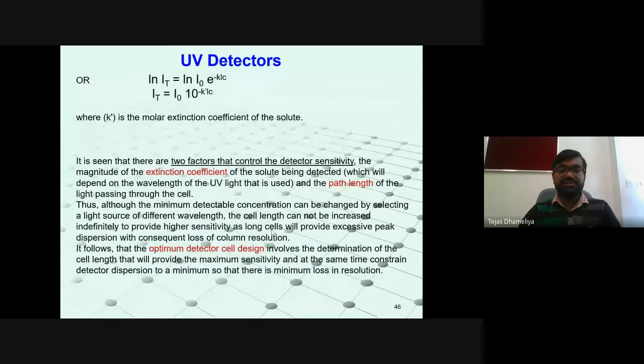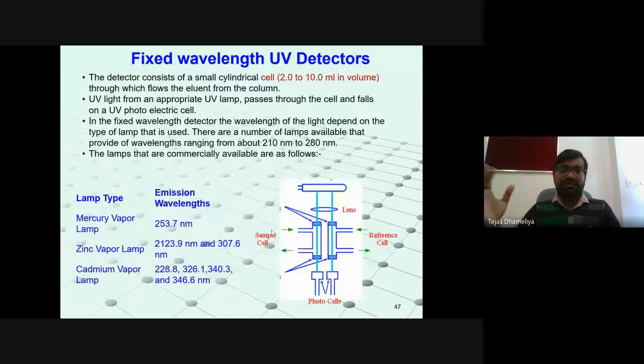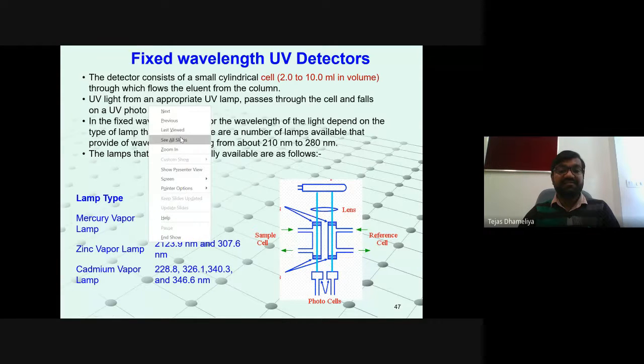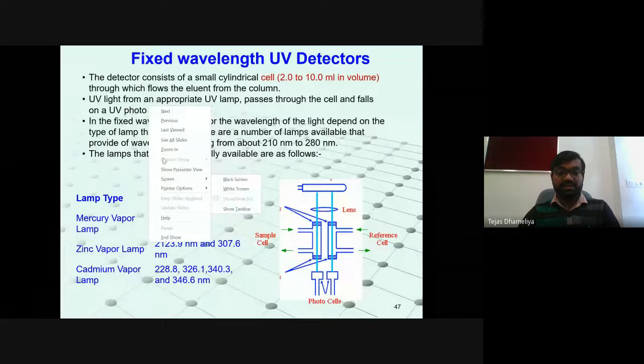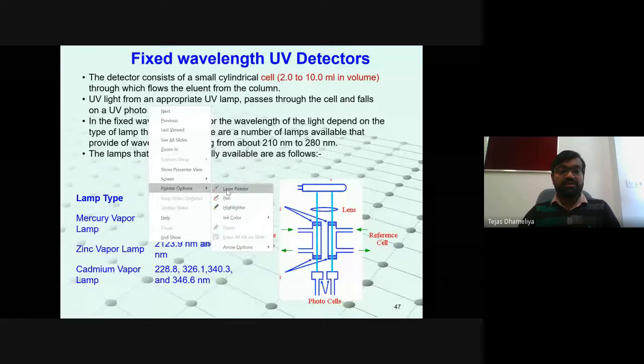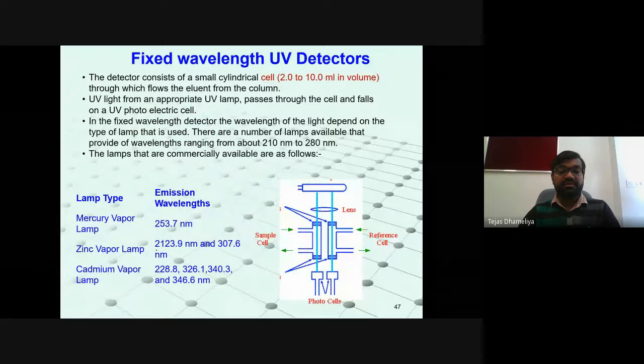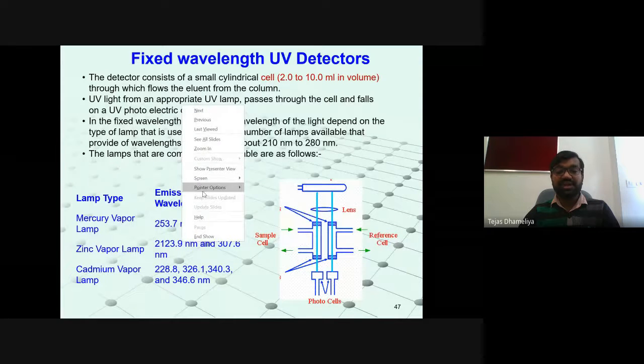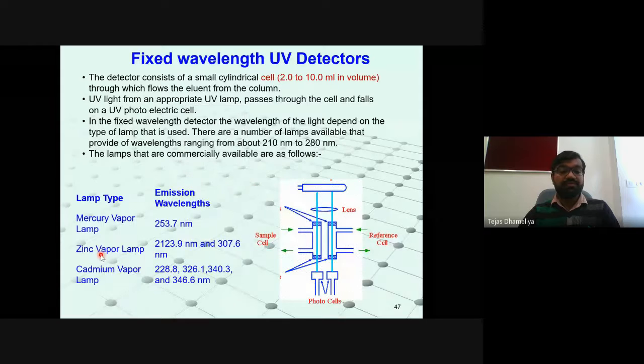Right? So this is the UV visible detector and some of the factors which are used. First, the fixed wavelength detector. There are certain lamps, such as the mercury lamp, which has a fixed wavelength of about 235 to 253.7 nanometer. Then the zinc vapor lamp, as you can see, has a 213 nanometer wavelength. So that is also a wavelength which can be used.